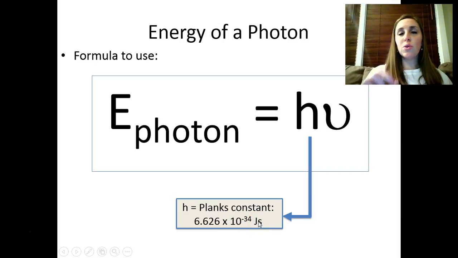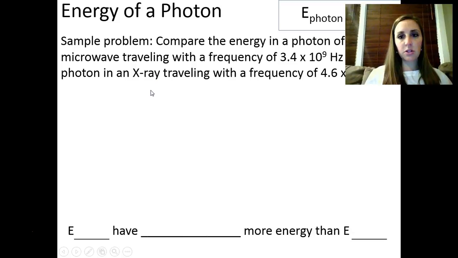So that means it's joules and seconds both on the top. Remember, frequency is per second. So we've got joules times seconds and then divided by seconds, which gives us just joules left. So energy is measured in joules. So let's do a sample problem.